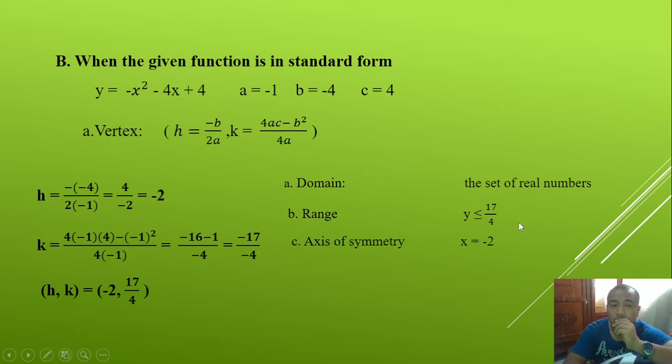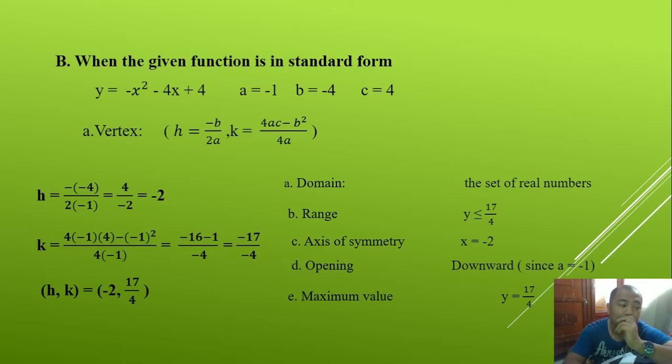How about the axis of symmetry? X is equal to h. What is h? Negative 2. X equals negative 2. Opening downward because a is less than 0, it is negative. About the maximum value, y is equal to k, which is 17 over 4. That is the maximum value because the parabola opens downward.